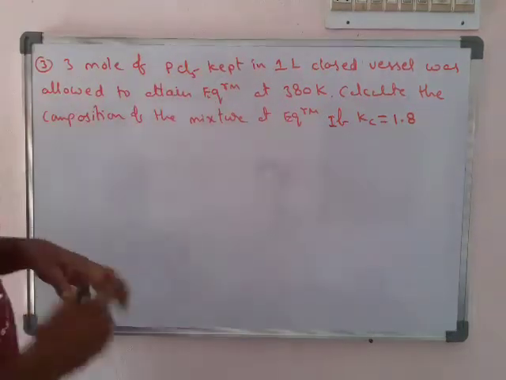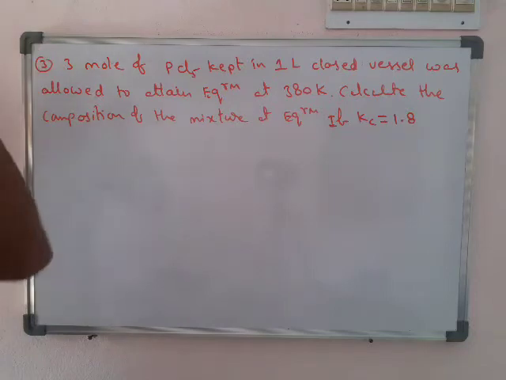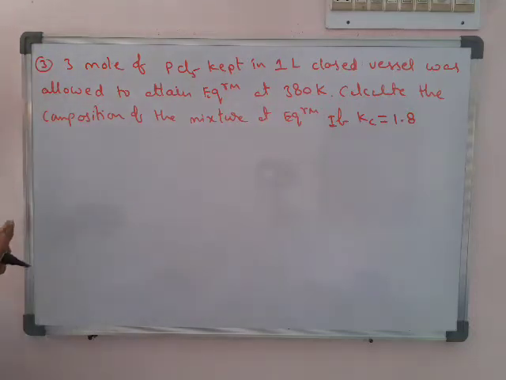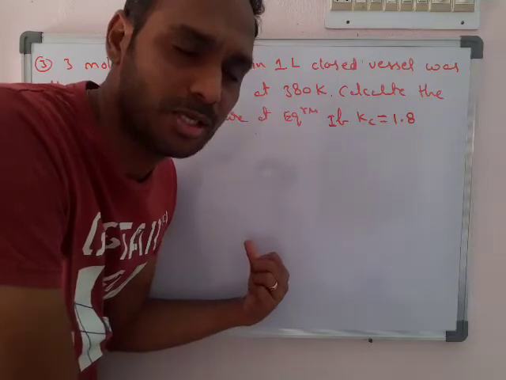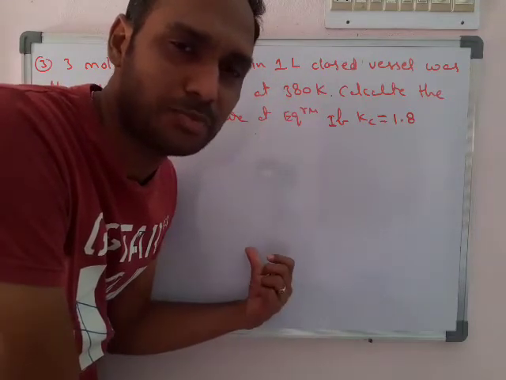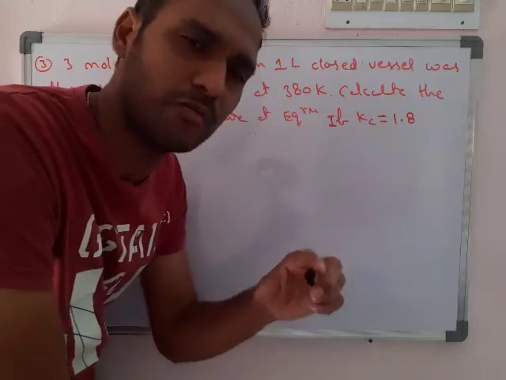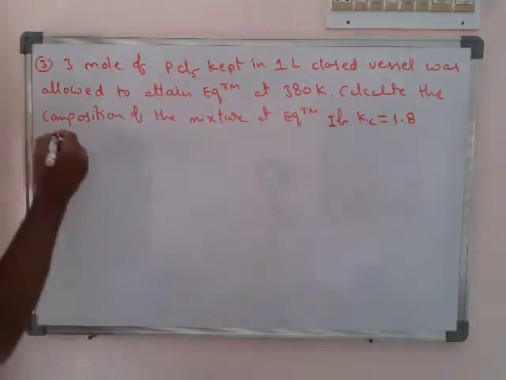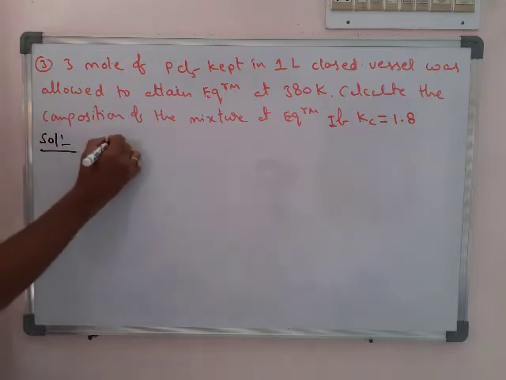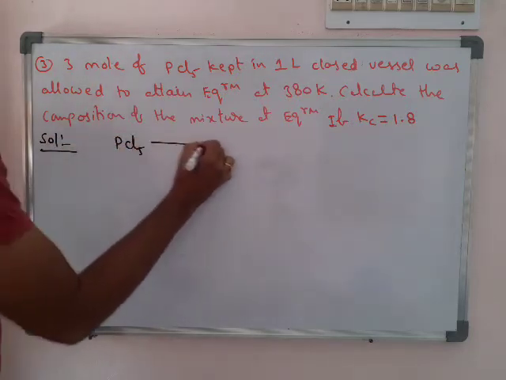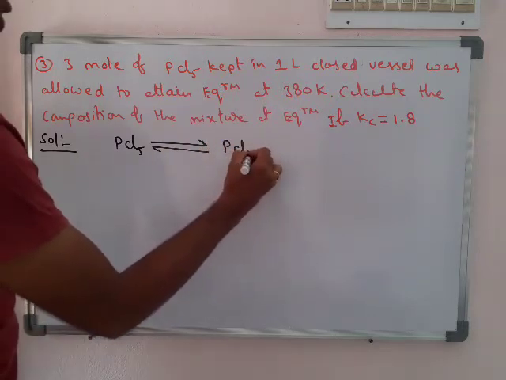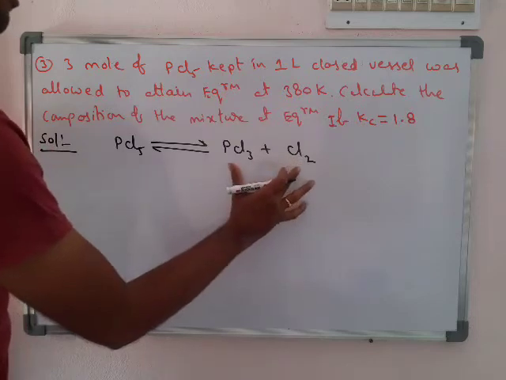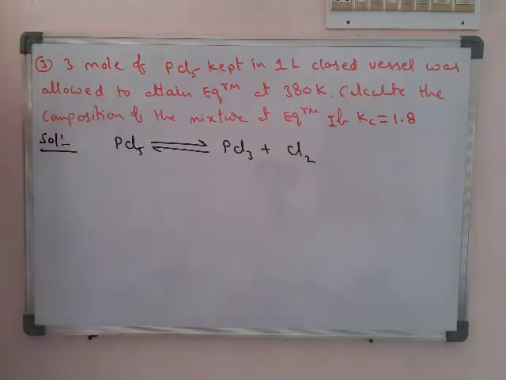Okay. But here 3 moles initial is given, and nothing is given about the products. In the previous problem, the products were also given 3 moles. Here only the initial moles of reactant are given, and product moles are 0. So it is somewhat simpler compared to that. So what is the reaction? The decomposition of PCl5 forms phosphorus trichloride and chlorine gas. We know all are gases. We have to remember that.